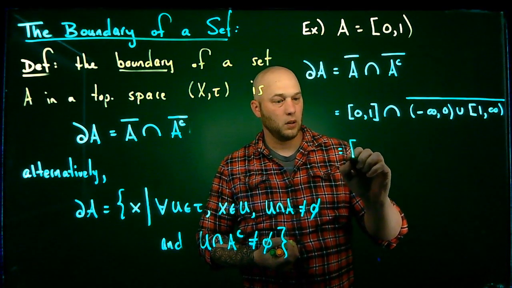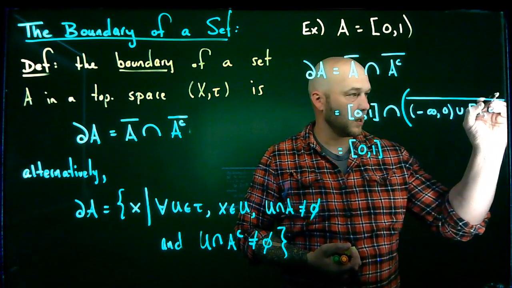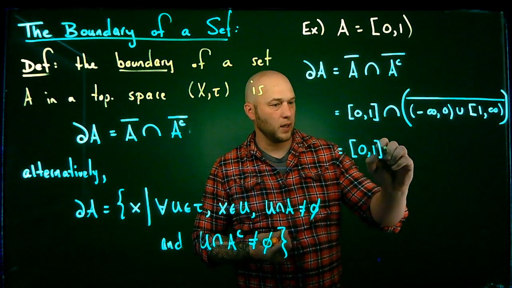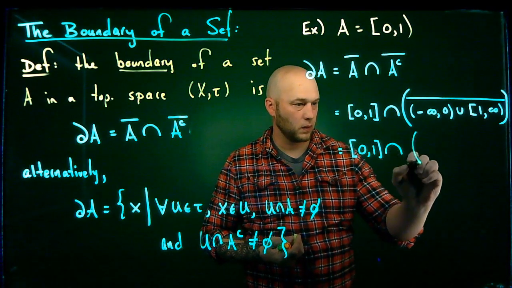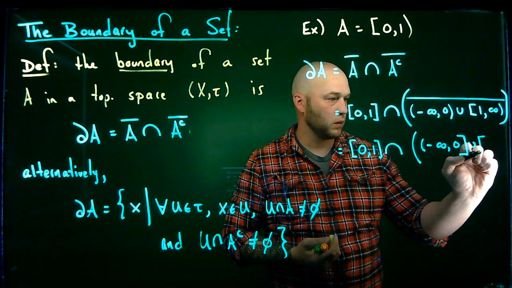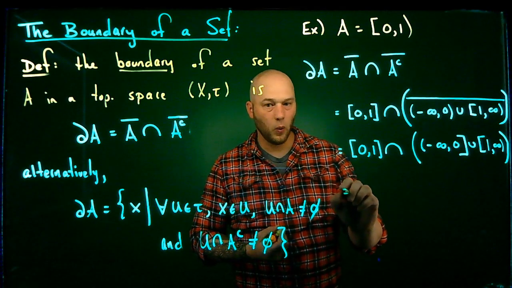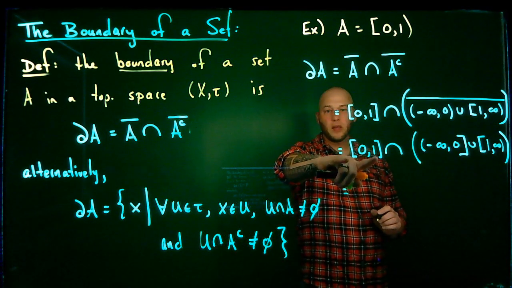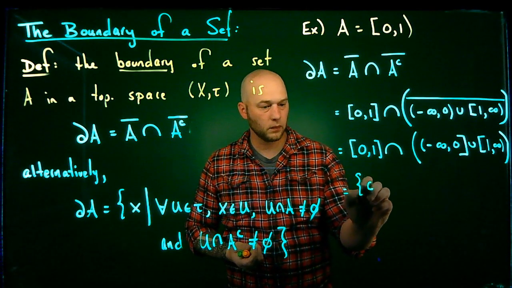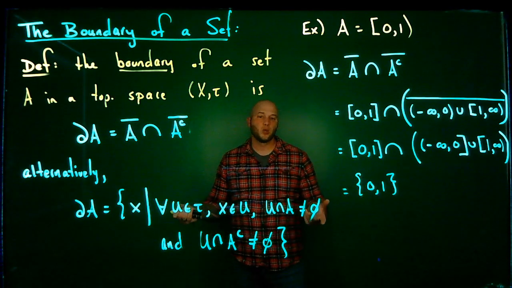And this would be 0 to 1. Suppose I should also group that together. Now, if I take the closure of that, I'm going to get minus infinity to 0, union 1 to infinity. Now, when I intersect those two, well, what's common? The only thing that's common within this interval here and then the union would be the points 0 and 1. And therefore, the boundary of A is, in fact, the points 0 and 1, which is what we had anticipated.